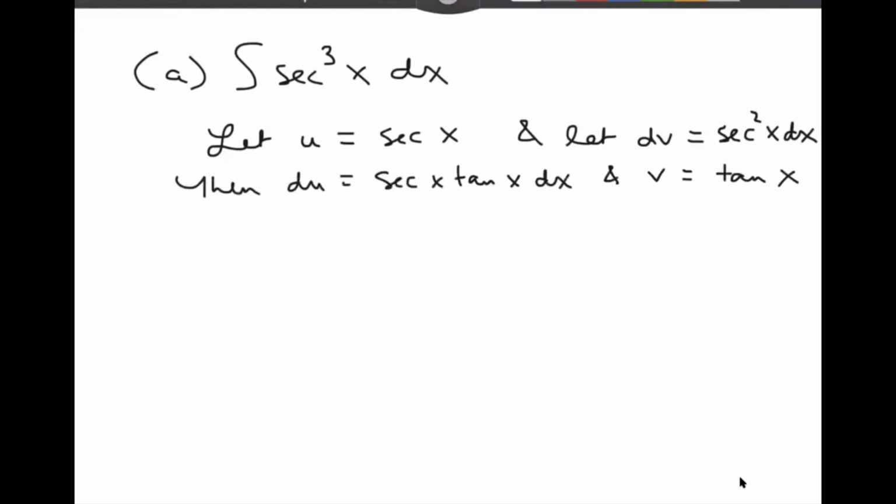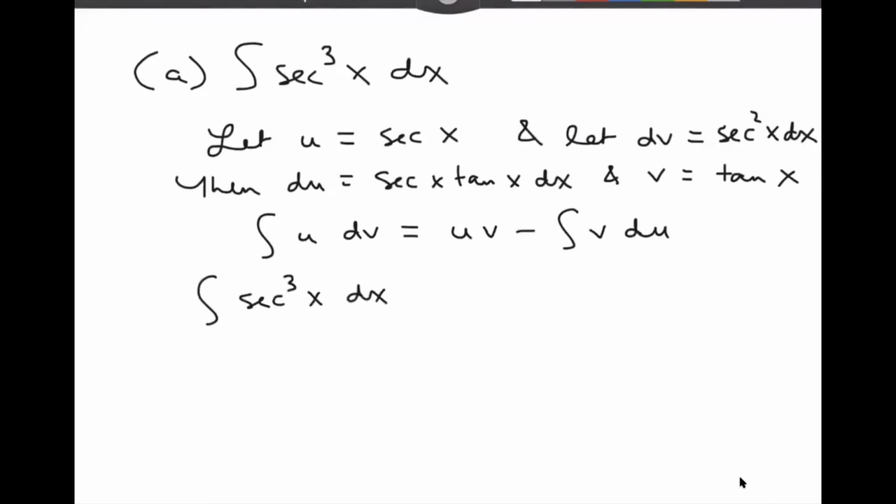All right. So remember how this works. Integral u dv is equal to uv minus integral v du. So that's going to make integral secant cubed x going to be u times v, which is secant x tangent x, minus integral v du, which is going to be secant x tangent squared x dx.